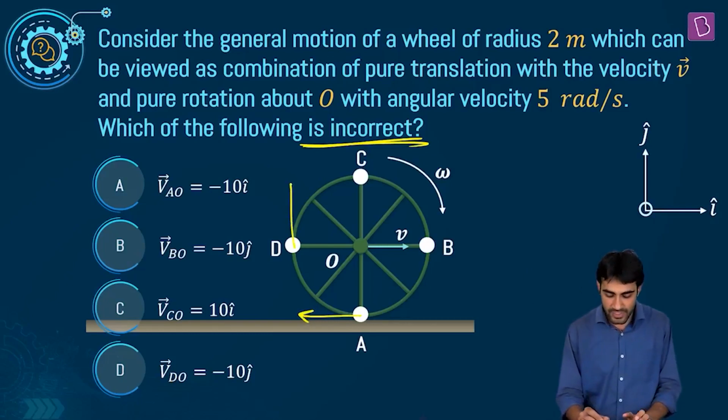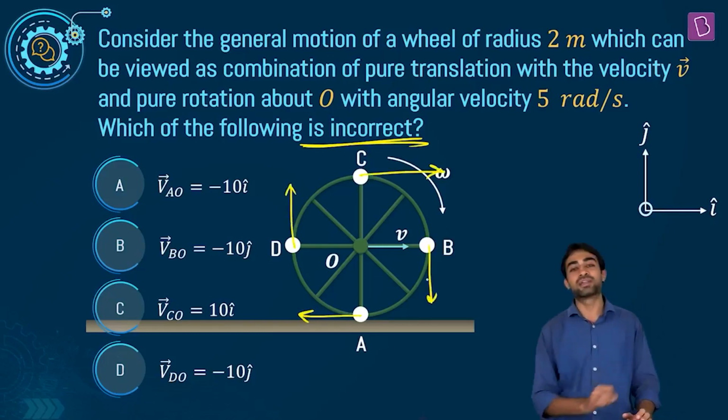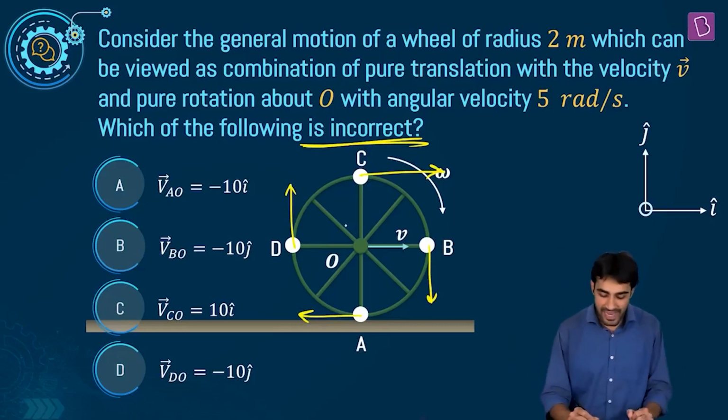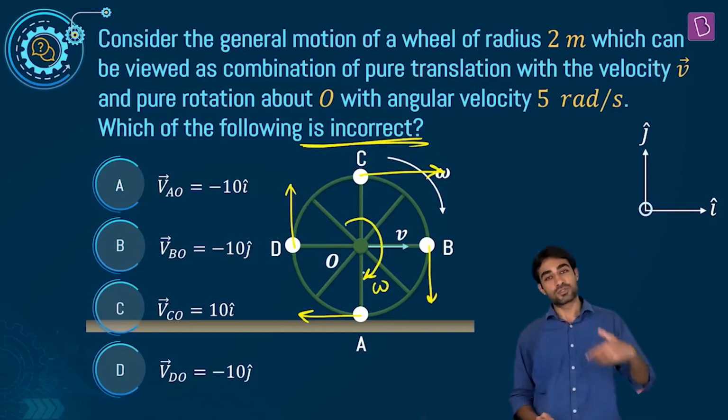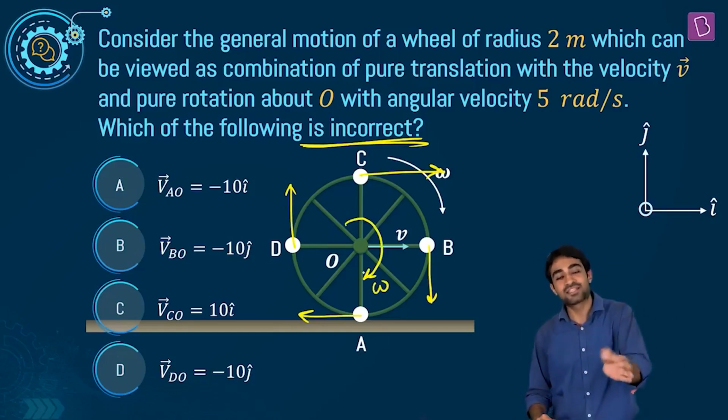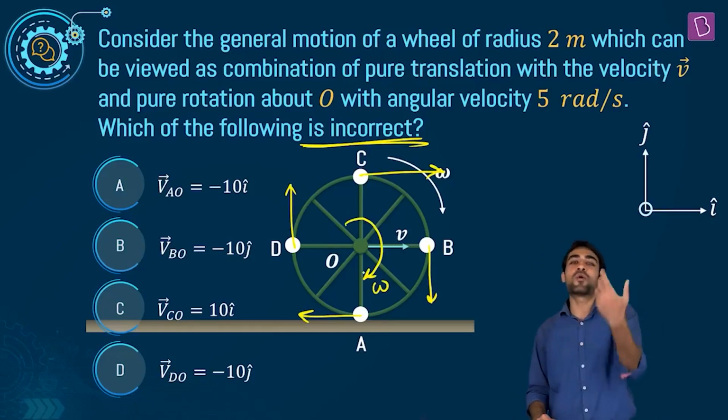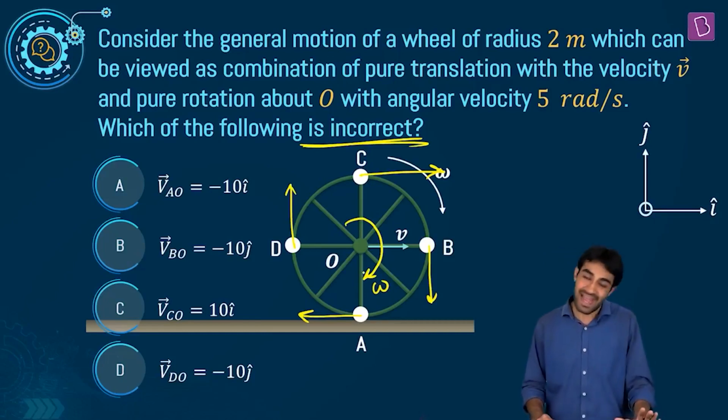Now, in the reference frame of O, we will see that A is going in the backward direction, D is going in the upward direction, C is going in the forward direction, and B is going in the downward direction. This is because in the reference frame of O, the wheel is rotating with angular velocity omega. Only this much is the motion in the reference frame of O. Is that clear? Yes, it is very, very clear.